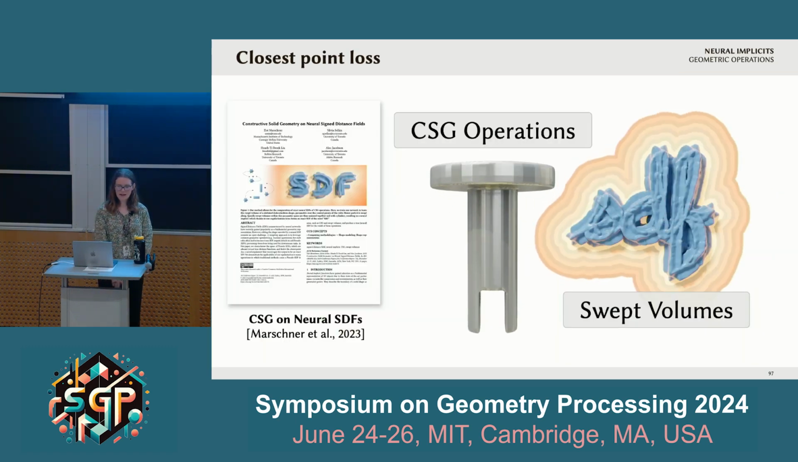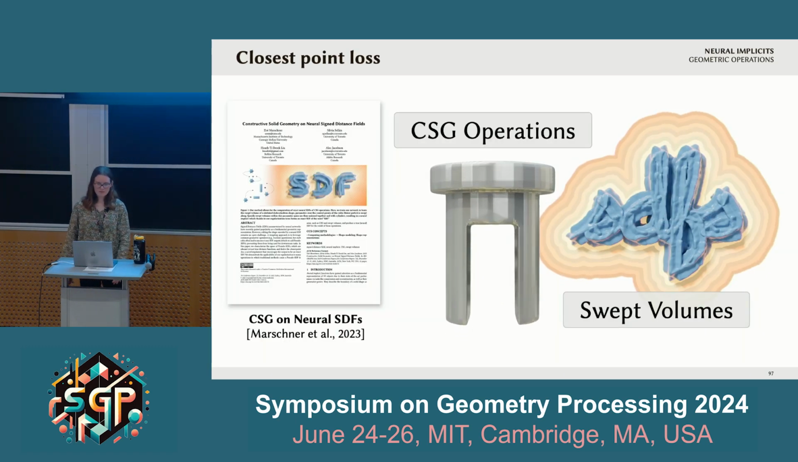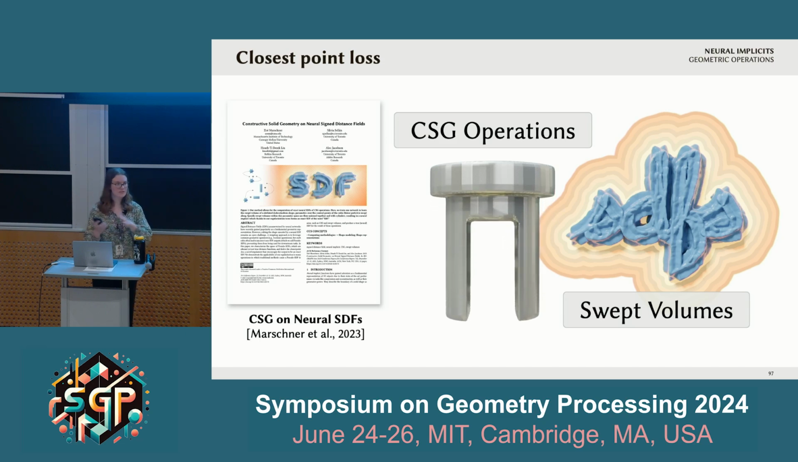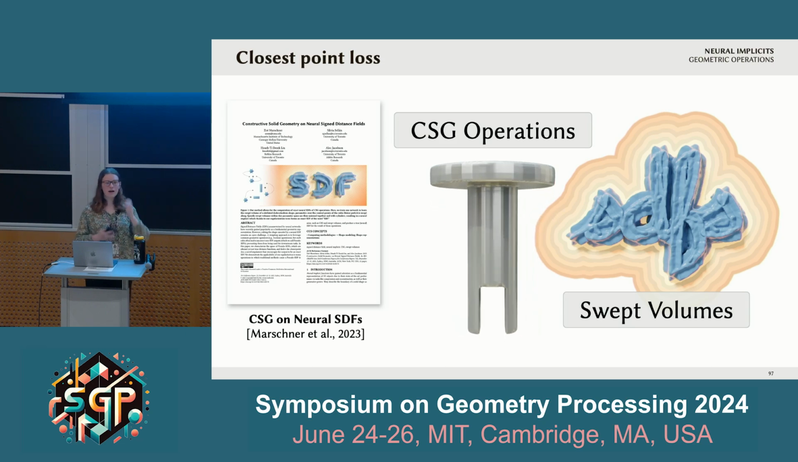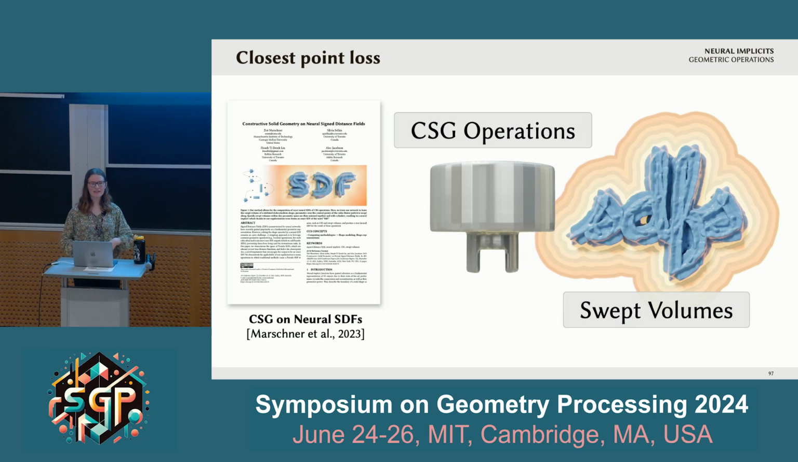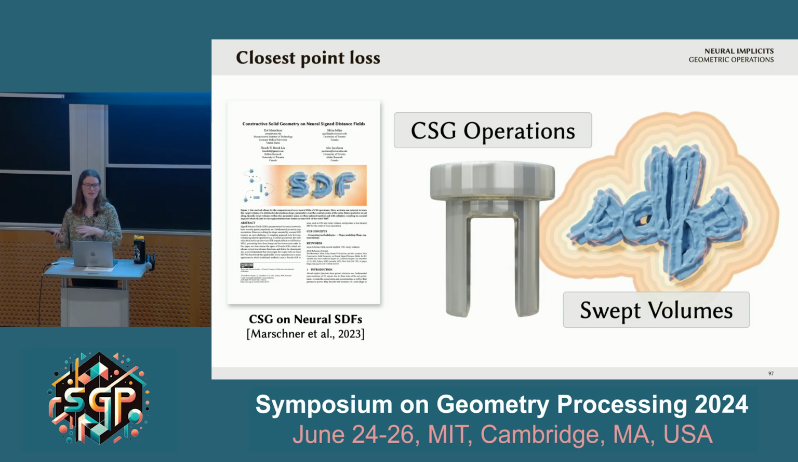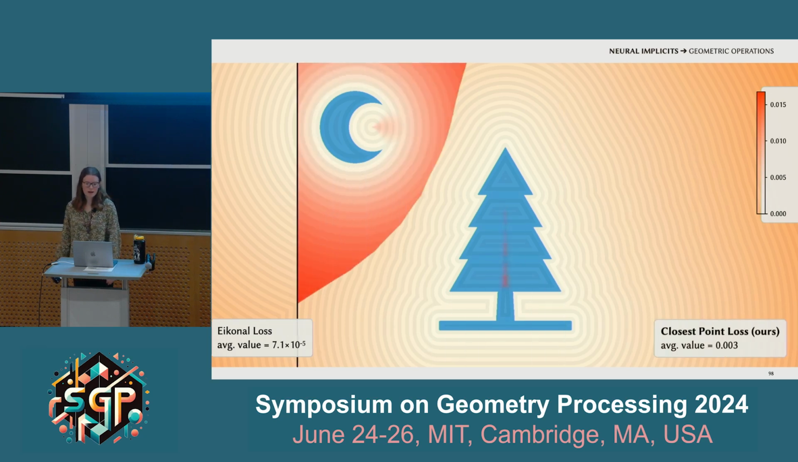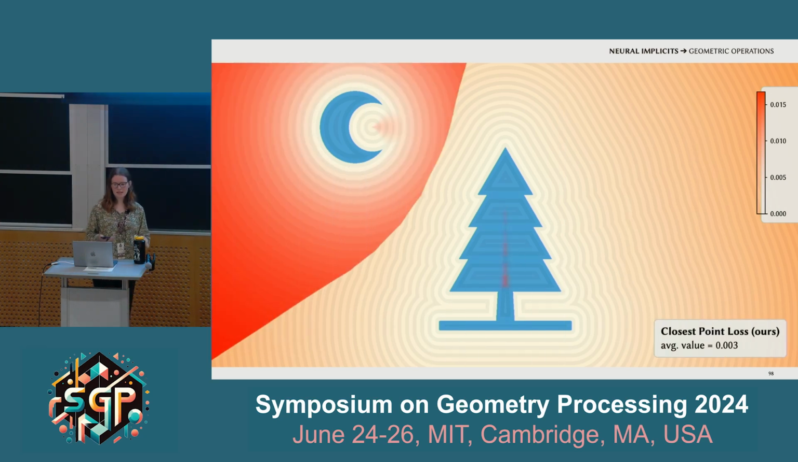And so in a recent paper, which is my work, we formulate CSG operations and swept volumes, which is a related problem to CSG operations, on neural SDFs. The key problem we had to solve in this paper was this pseudo-SDF issue, that we had these functions that were eikonal but were not SDFs. And so we introduced a loss which we call the closest point loss, which, unlike the eikonal loss, is able to detect pseudo-SDF regions. And so it gives us a way to fix these functions with these pseudo-SDF issues. And so I'll walk through how we formulate it now pretty quickly.